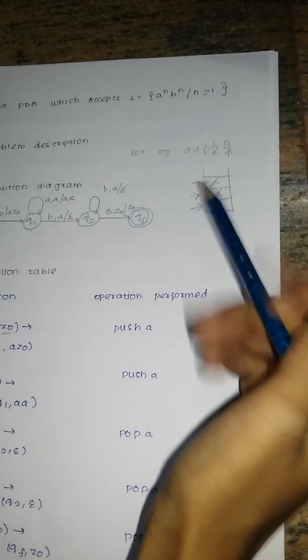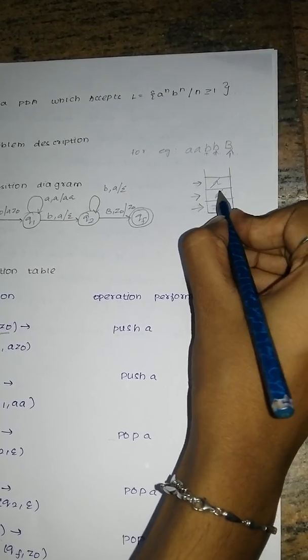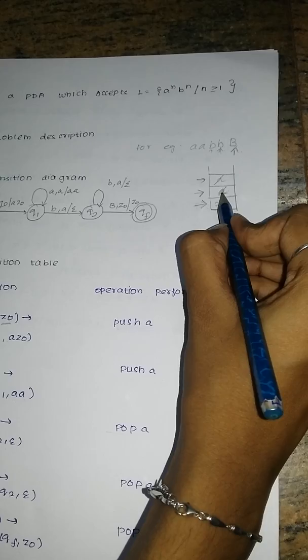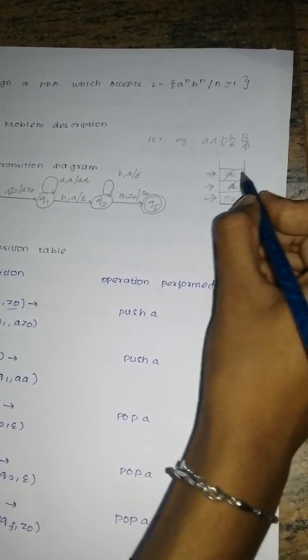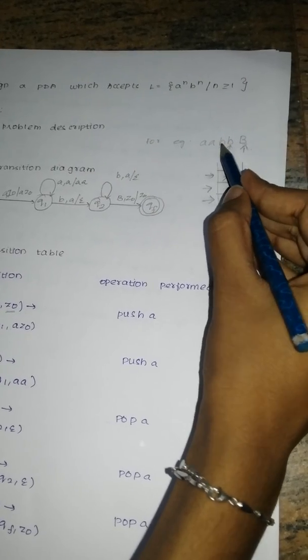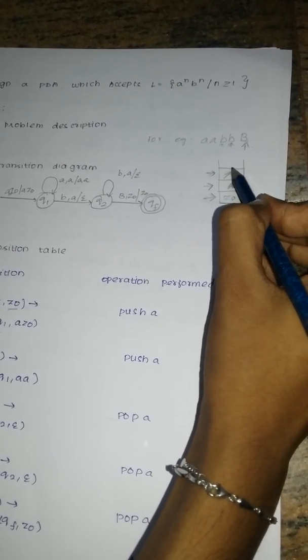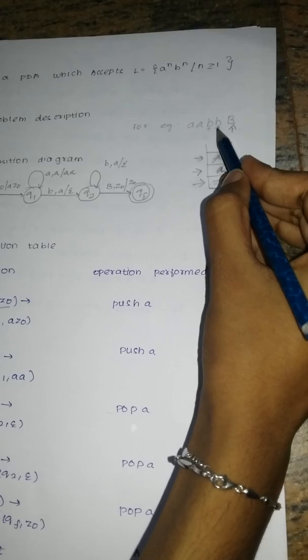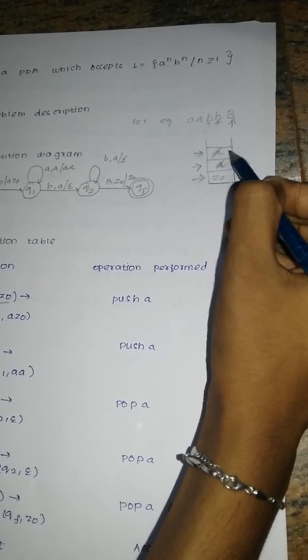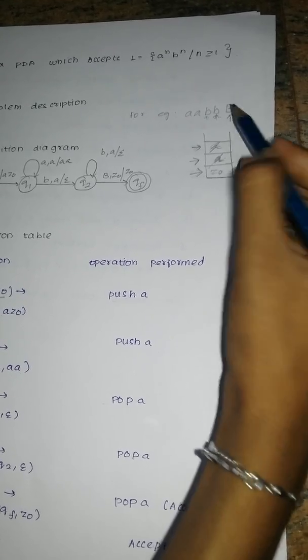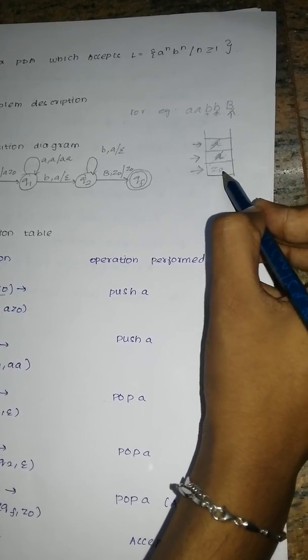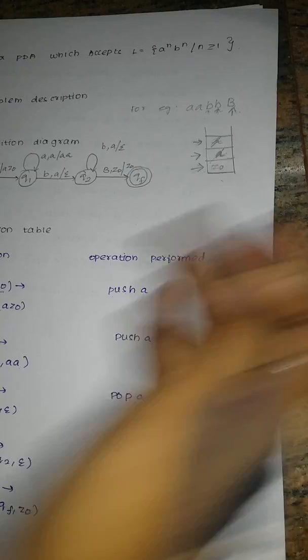When A comes, it is pushed into the stack, and for subsequent A's it is pushed. When B comes, the first A is popped out, and for subsequent B's the next A's are popped out. When the string reaches a blank and the stack reaches Z0, it is said to be a valid string.